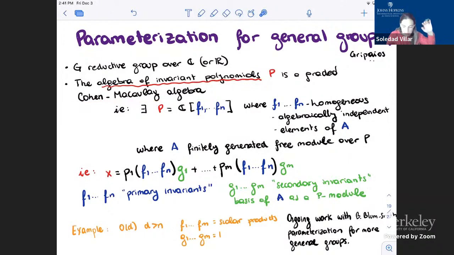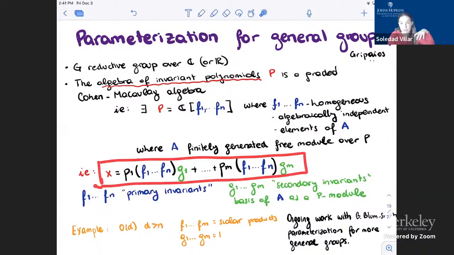What does it mean? It means that you can write every element of my ring of polynomials in terms of primary invariants and secondary invariants. So these elements are going to be polynomials of my primary invariants multiplied by some secondary invariant for each. So there exists a decomposition of my X in this form, right? And so there exist these primary invariants and secondary invariants. So every element X has a unique decomposition in this form.